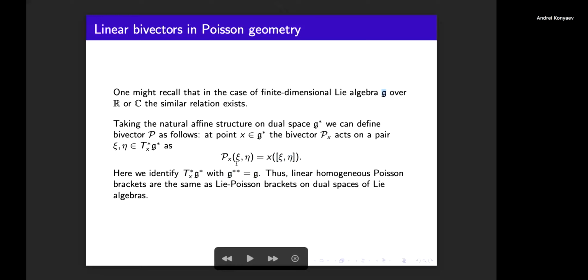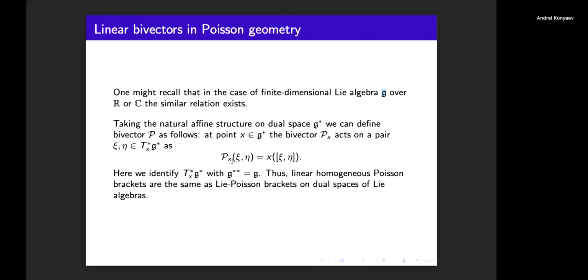It's skew-symmetric, it depends on the point. If we write it in local coordinates, we will see that its components are homogeneous linear polynomials. So this is a linear Poisson bracket. And we'll see that these linear Poisson brackets are in one-to-one correspondence with Lie algebras, because every such linear Poisson bracket on an affine space is nothing more than some Poisson structure defined in the following way on the space dual to some Lie algebra.